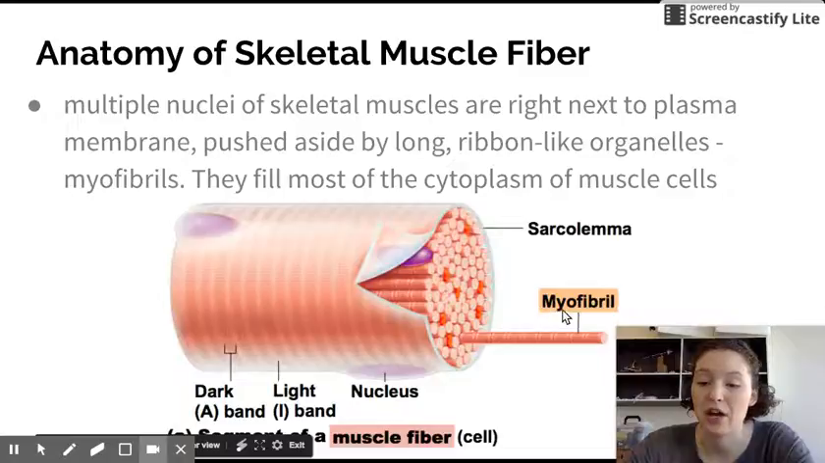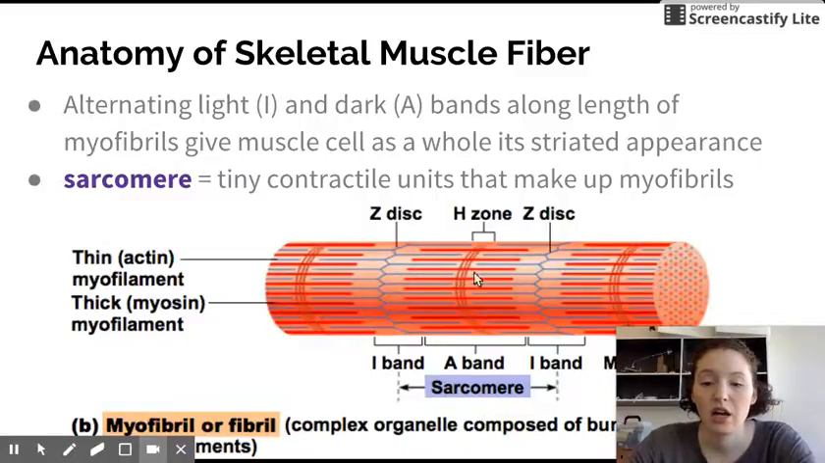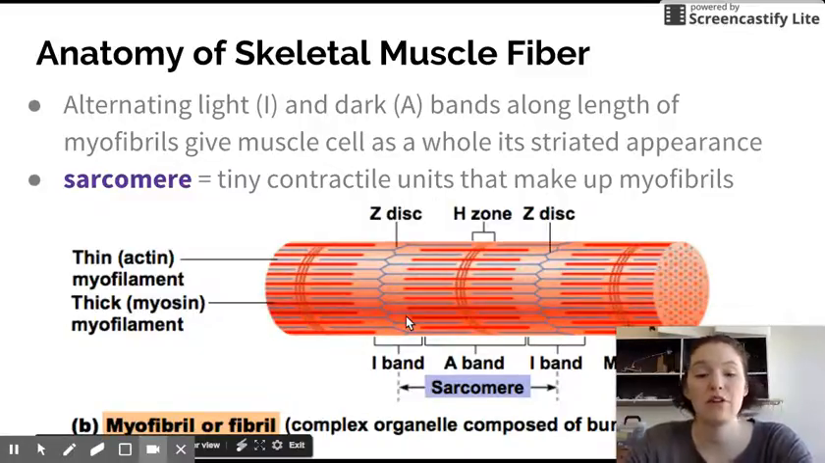Again, we're seeing this myo prefix referring to muscles. So these are long organelles that are going to be sort of the contractile units for our muscles. They fill up most of the cytoplasm of muscle cells as these myofibrils. And so if we zoom into one of those myofibrils, we have what we're looking at here.